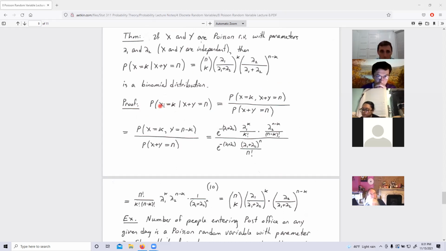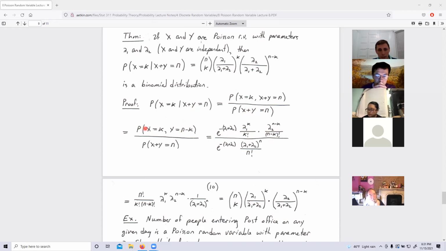So the probability that x equals k, given that x plus y is equal to n, is the probability that x plus y equals n. We already know that this is a Poisson random variable with the distribution e to the minus lambda 1 plus lambda 2, lambda 1 plus lambda 2 to the n divided by n factorial. Great. This we already verified. X and y are Poisson, that's the assumption, each with its own parameter, and that's the probability that the sum is equal to n.